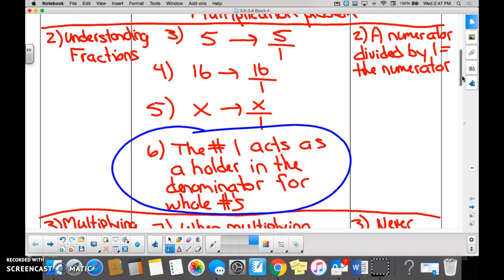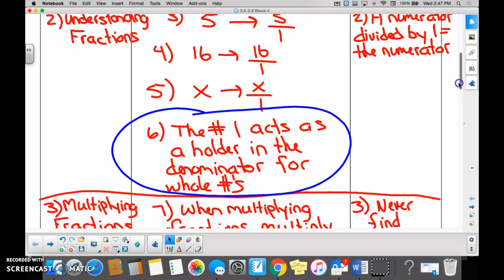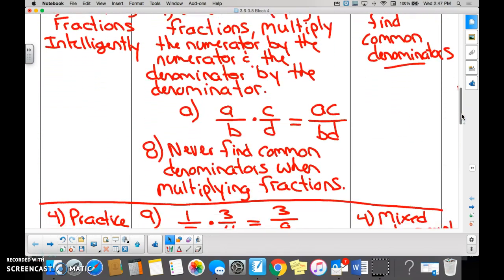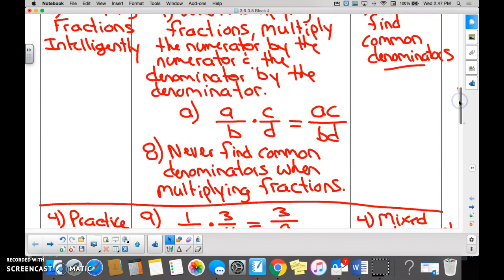Okay, and then the note here is probably the most important. The 1 acts as a holder. Not a place value holder, but kind of like a place value holder when you're multiplying multi-digit numbers. It acts as a holder to hold that denominator. Come back to that in a few moments. Here are your rules. Number 3 would be your rules. You have to know these.